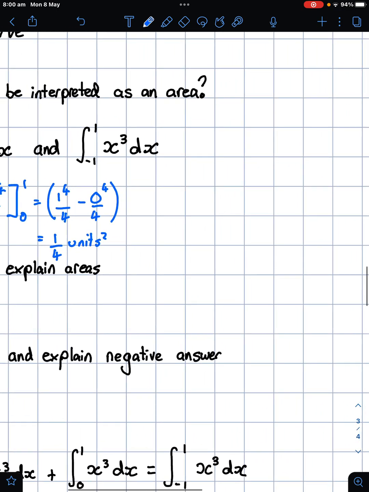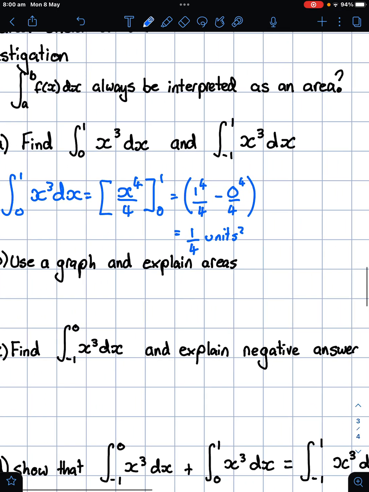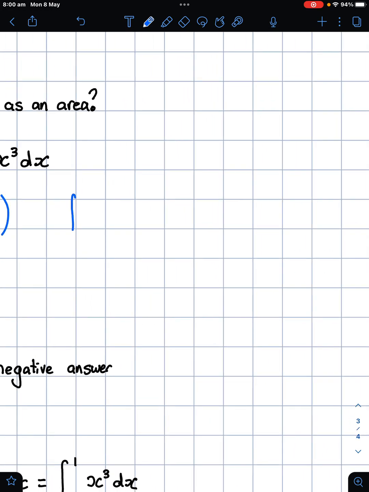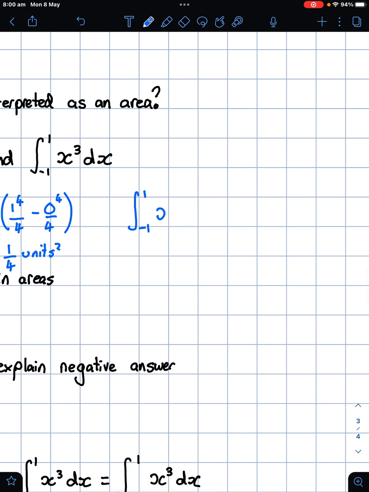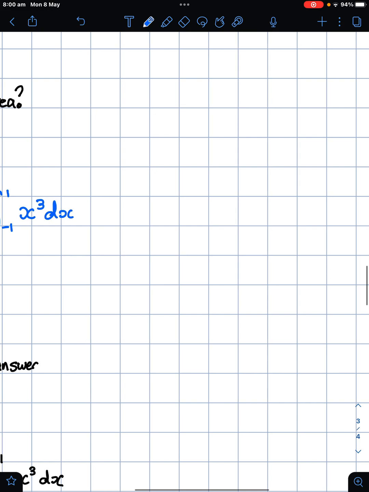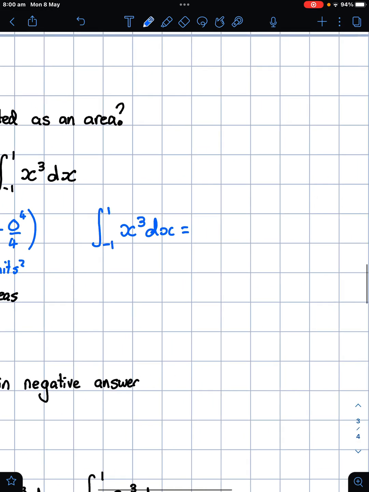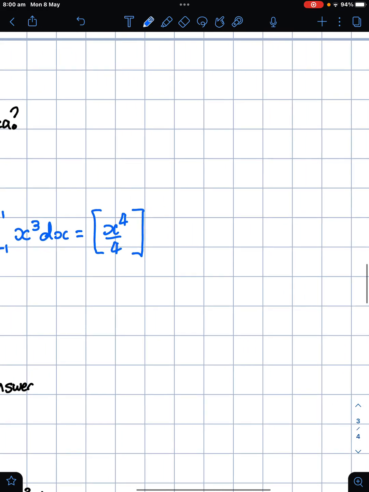Now, this second integral here, let's look at this one. It's from -1 to 1 of x cubed dx. We've done our integral before. We know that this is going to be the definite integral of x to the power of 4 over 4, but now we've got a lower bound of -1 and an upper bound of 1.